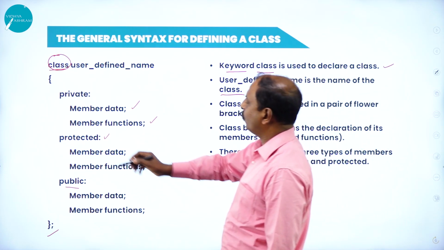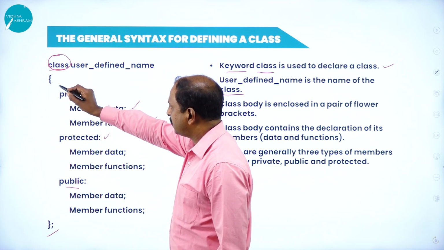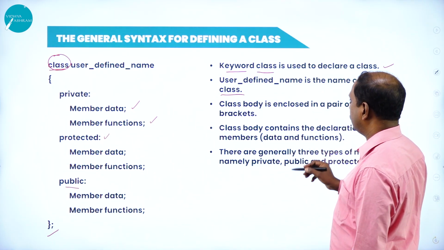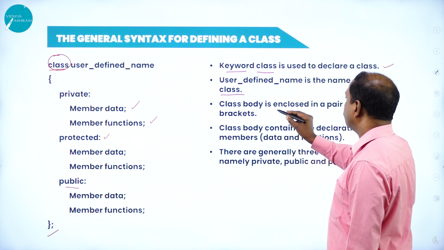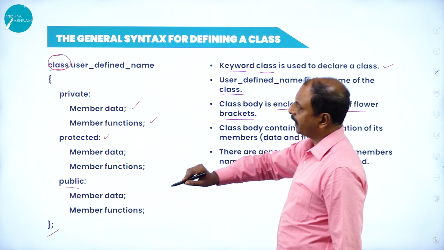Then the class opens the bracket here and it closes here. Inside this is called the body of the class, and the class body is enclosed in a pair of flower brackets.